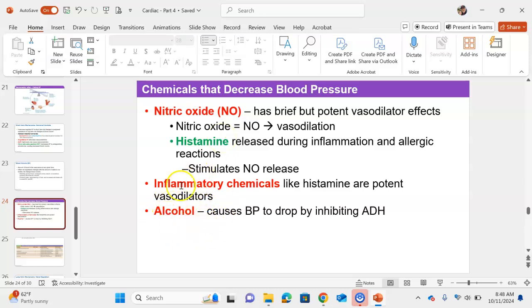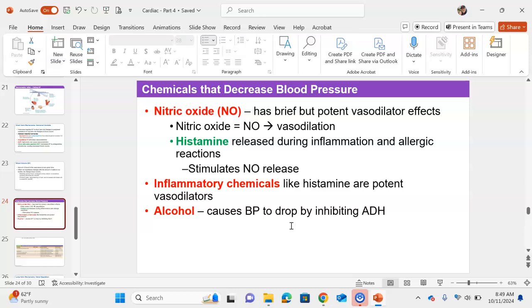Alcohol. Okay, alcohol. You guys are never going to hear me say alcohol is bad, because I don't believe that. I'm actually going out of town tomorrow for the weekend, and my wife and I are going to do a little bit of wine tasting. But alcohol actually can drop blood pressure because, number one, it's a central nervous system depressant, so it could slow down information coming from the cardiac control centers.